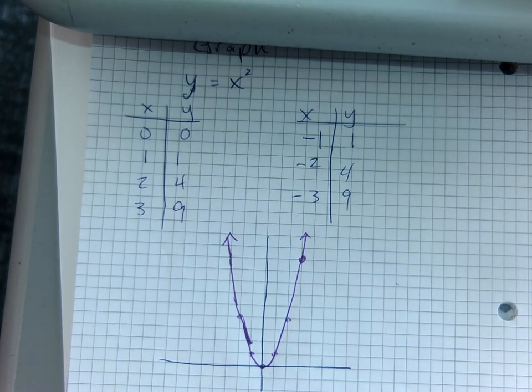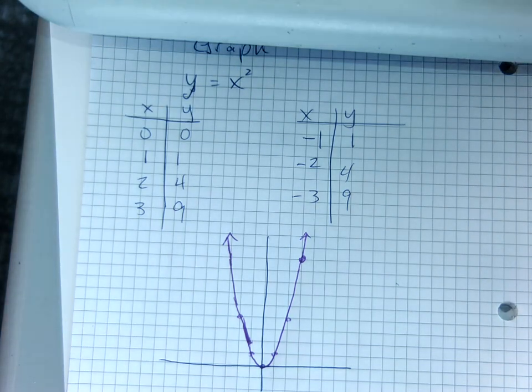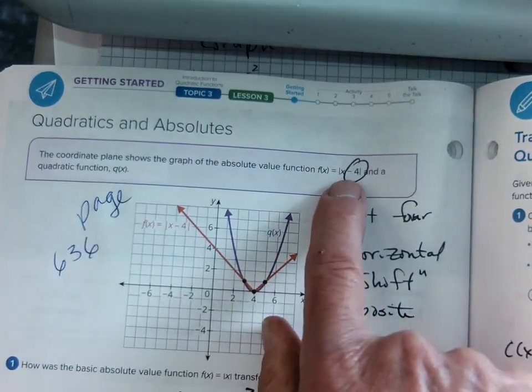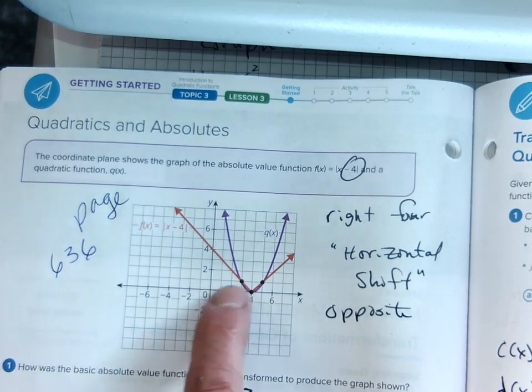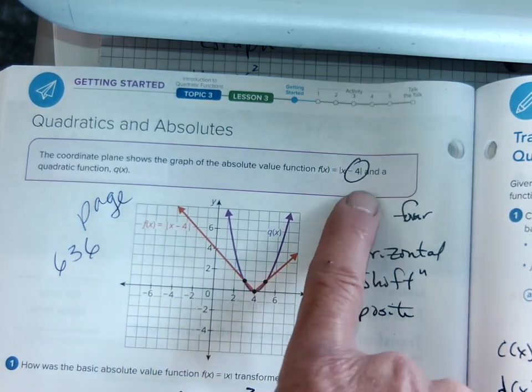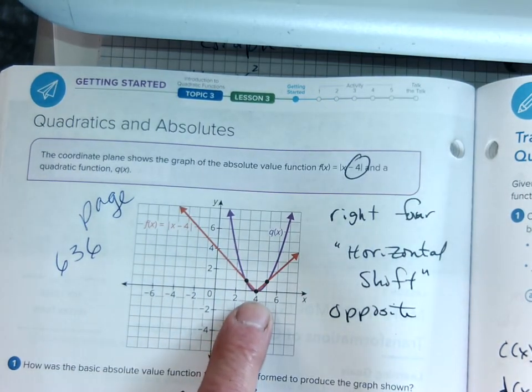So then we said, okay, let's move this. Let's do a translation. So we went to our book, we started with a familiar problem, which was our absolute value. We knew that if we moved it left or right, it's always going to be the opposite, horizontal, opposite inside. So we knew that this would be literally to the right 4, okay?